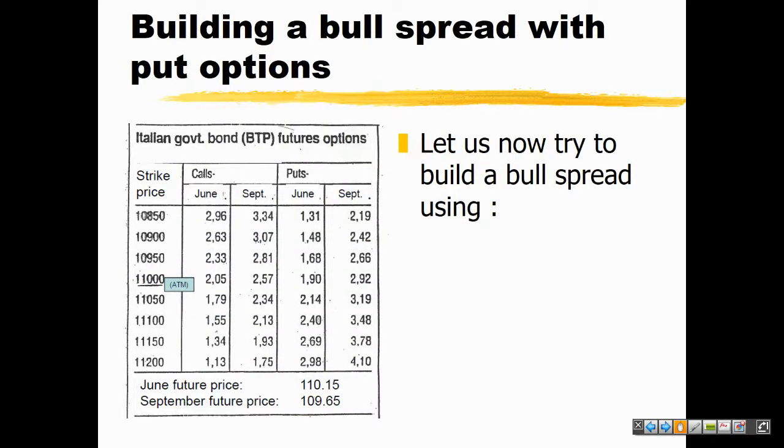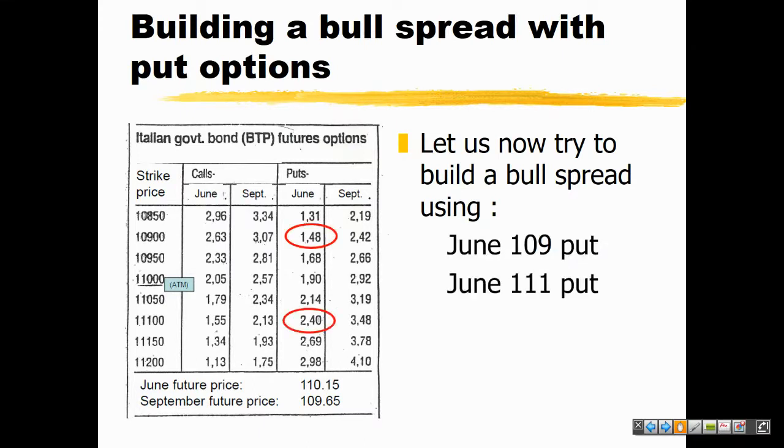Second step, we can build a bull spread also with put options. So, for instance, we can use the 109 put and the 111 put option. One exercise that I suggest you to do is to reconstruct the P&L at maturity of the bull spread made up with put options using these 2, as I did earlier with the call options, okay? It's a nice exercise that helps.